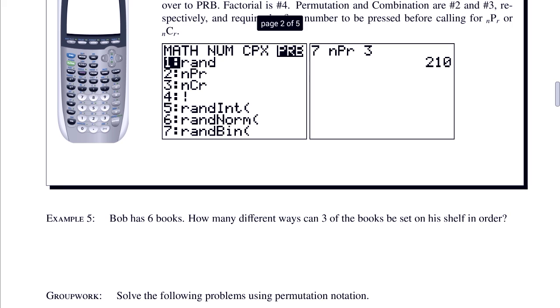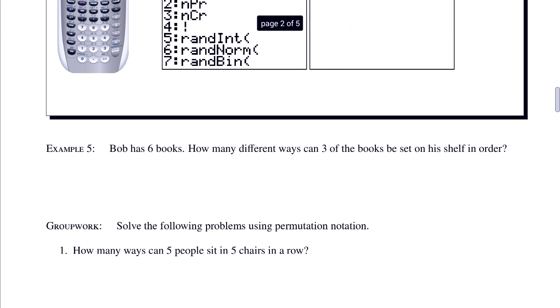Bob has 6 books. How many different ways can 3 of the books be set on his shelf in order? All right? So the first question you're going to ask when you do problems like this is, does the order matter? The answer is yes, it even says so. Some of these you're going to have to figure out if the order matters based on context. Okay? But the order matters. That means we're doing a permutation. And then the questions are this. How many objects do you have to pick from? There are 6 books to pick from. And then how many books are you picking? You're picking 3.